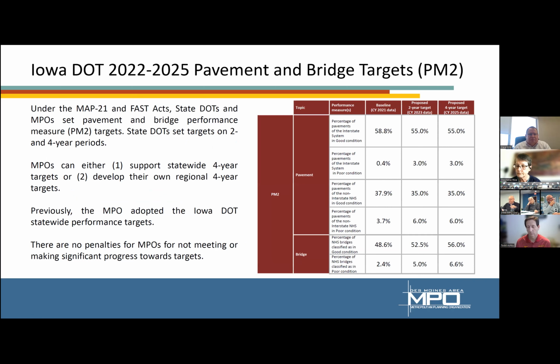Item 13 is report and vote on the 22-25 pavement and bridge performance targets. Yeah, thank you. These are the next set of federal measures. These are on 2 and 4-year cycles instead of the annual ones. Again, you can adopt the DOT statewide targets or set your own, but we've just adopted the DOT statewide targets in the past. Again, no penalties for not meeting or making progress towards these targets. Staff recommends approval. Move approval. Second. Motion and a second. Any further discussion? All in favor, say aye. Aye. Opposed, same sign.